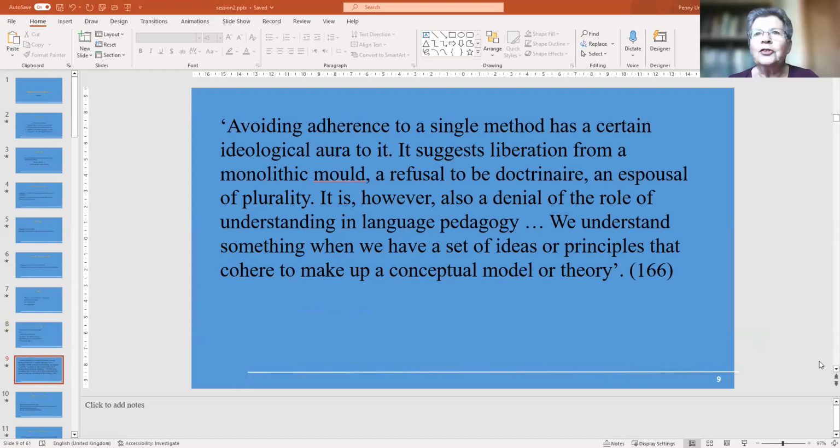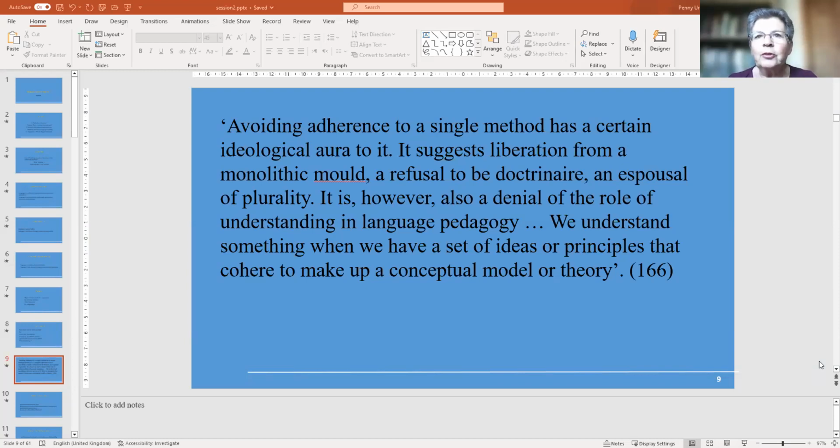And he has this bit which I really liked, which I'll come back to at the end of this session. It's got a sort of ideologically acceptable view: no one thing is best. They've all got things going for them, and it's pluralism, and it's respect for the other, and it's, as he says, a liberation from monolithic mold, and espousal of plurality. It is also, however, he says, a denial of the role of understanding in language pedagogy.